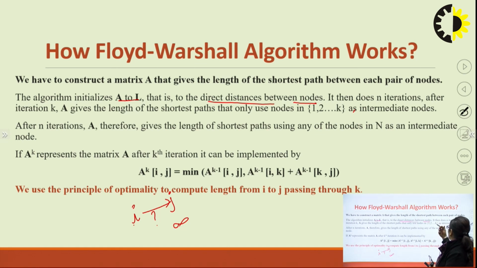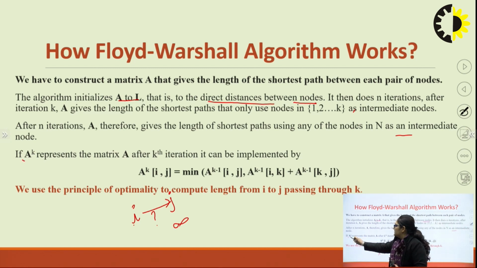After calculating the direct distances between the nodes, it then does n iterations, and after k iterations, the matrix A gives the length of the shortest paths that only use nodes in the set 1, 2 up to k as intermediate nodes. And after n iterations, the matrix A therefore gives the length of the shortest paths using any of the nodes in n as an intermediate node. We can say it as k.